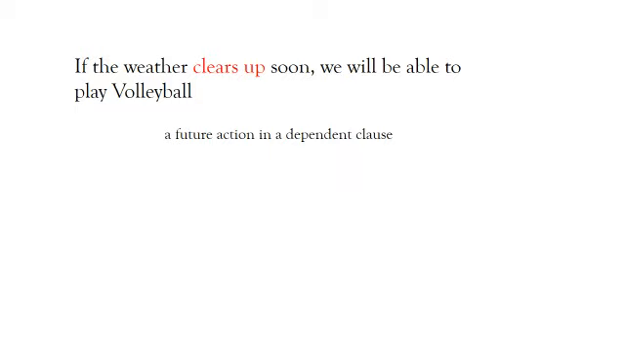So in a dependent clause, the verb kept in this present tense form could indicate the future time. If the weather clears up soon. So it is something that will happen in the near future. But the verb is kept in the present form. If the weather clears up soon, we will be able to play volleyball.